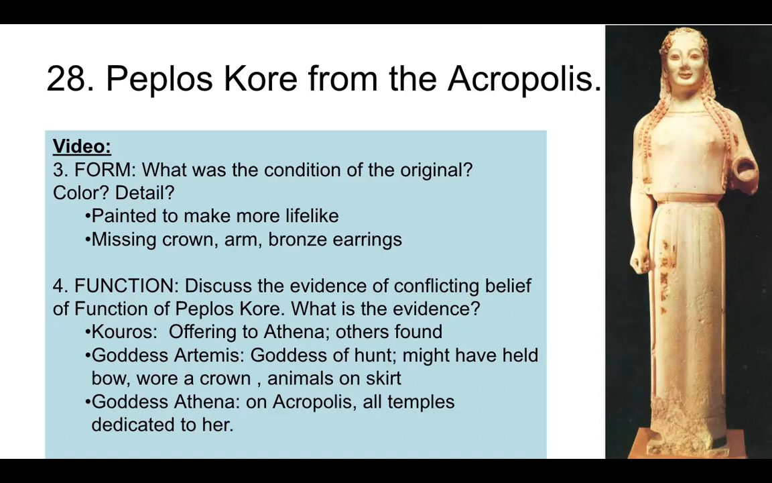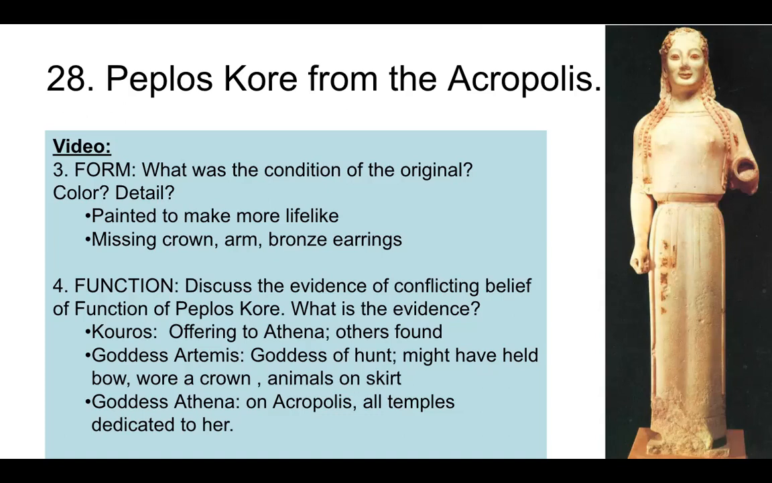There are other sculptures like this found in that graveyard, right? So that would be your contextual evidence, right? Another contextual evidence would be that it was found on the Acropolis, right? It was found on the Acropolis, and that's where the temples were, okay? It could also be a goddess, right? This could be a representation of a goddess. It could be Athena, right?